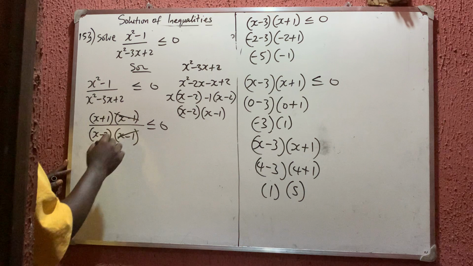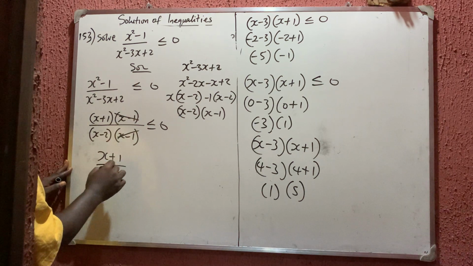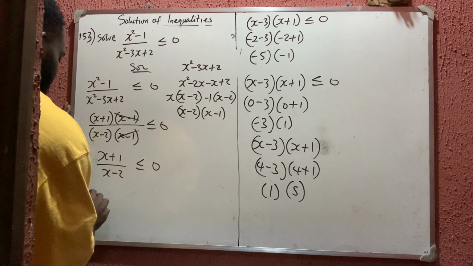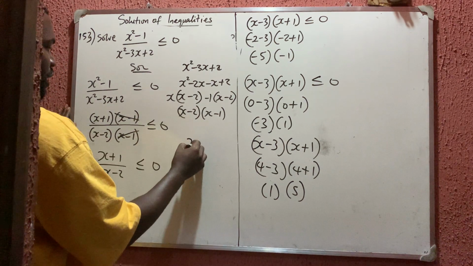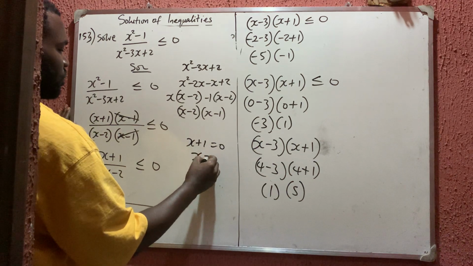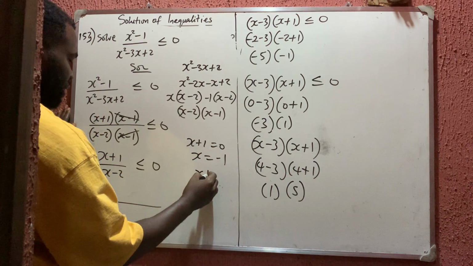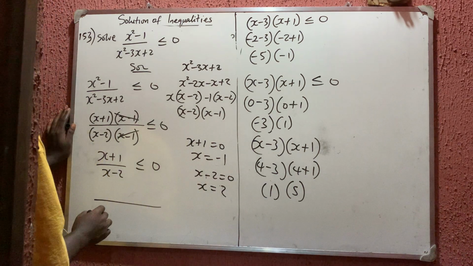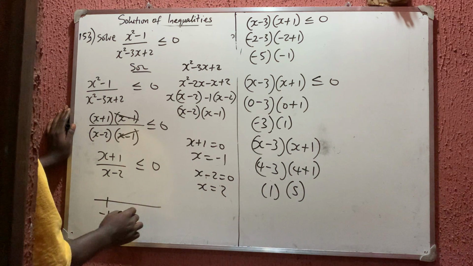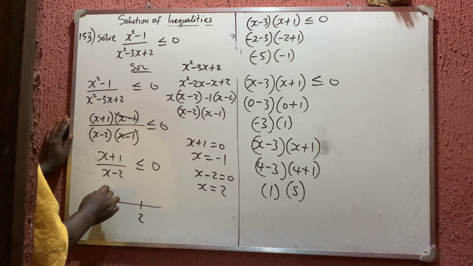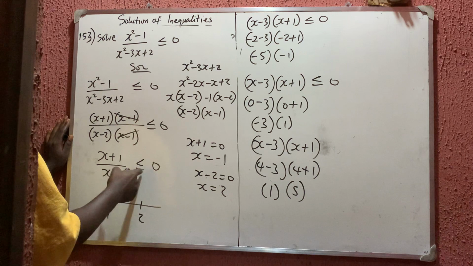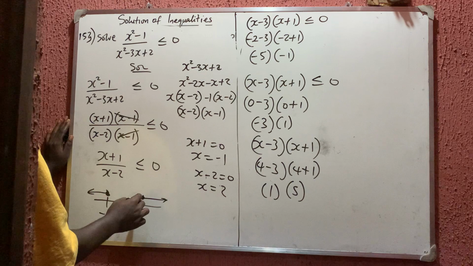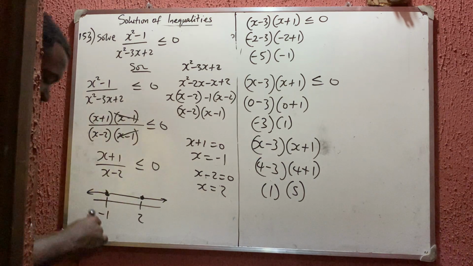Now if I cancel x minus 1, I'm left with x plus 1 over x minus 2 is less than or equal to 0. So the two critical points here are: x plus 1 is equal to 0, so x is equal to minus 1, and x minus 2 is equal to 0, so x is equal to 2. So the two critical points are minus 1 and 2. Don't forget that we're testing three regions, due to the equality sign. I'm testing like this, I'm testing like this, and I'm testing in between them. Okay, so let's check.